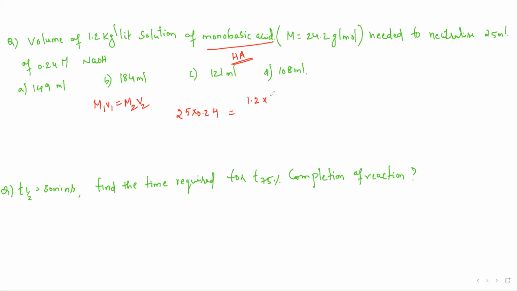So that we are taking 1.2 into 1000 into volume by 24.2 into 1000. So you will get V is equal to 24.2 into 6 by 1.2, which is equal to 121 ml. So the answer is C.